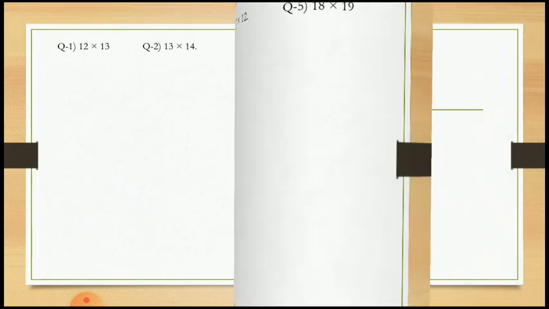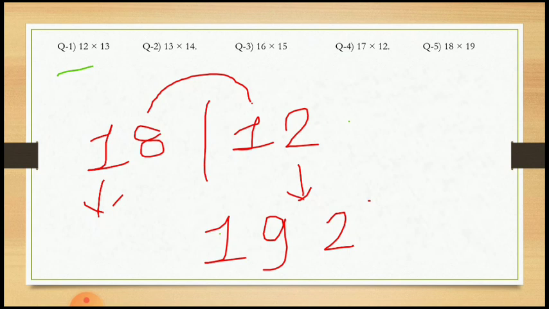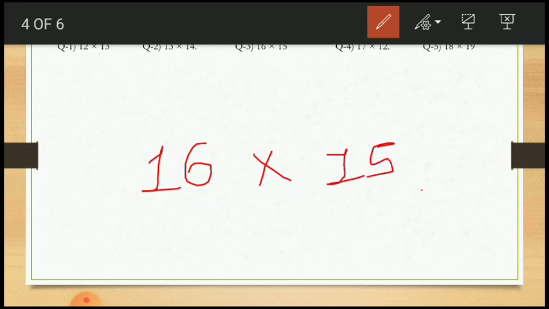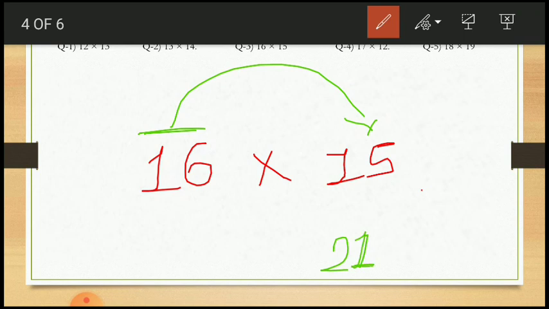Okay, let's solve the third question. 16 into 15. I write here in big digits 16 into 15. Now simply you have to add this 16 to the next unit place. When you add, your answer comes 21. Okay, means 16 plus 5, your answer comes 21. Now on the downside you have to multiply 6 and 5. When you multiply 6 and 5, your answer comes 30.